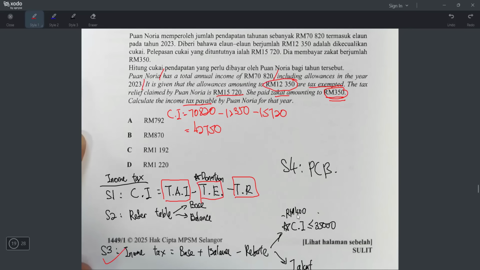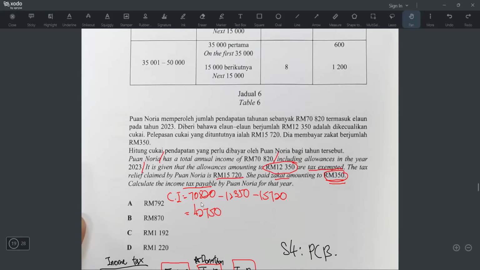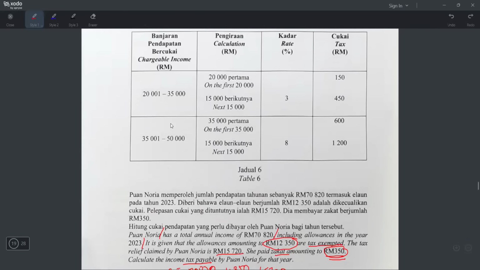Because you will only get 400 when your chargeable income does not exceed 35,000. But now it's already exceeded. Sudah melebihi 35,000. So later there is no 400 rebate. Okay. Students always forget to check this, so you all have to remember. But now it's time to do step 2, which is refer to the table. So 42,750, I'll refer to the table. Which bracket does it belong to? Because it's in between 35,000 and 50,000.